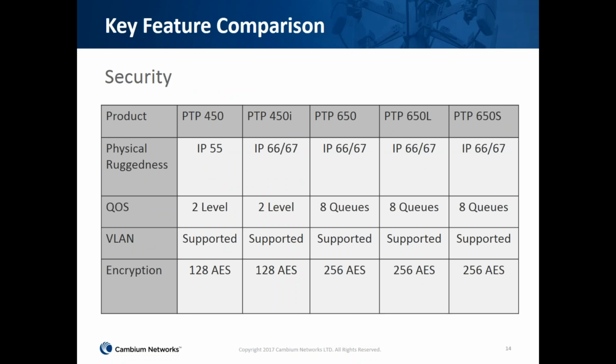We talked about some of these features already. I'd point out QoS. All these products support quality of service. The 650 has 8 queues, and the 450i has the traditional 2 queues that are supported with our 450 platform. So again, if you're mixing the 450 products with the PMP 450 platform, you have consistency in how quality of service is handled across those 2 different products.